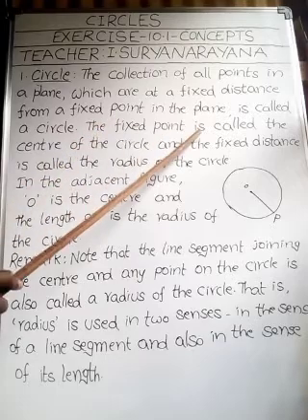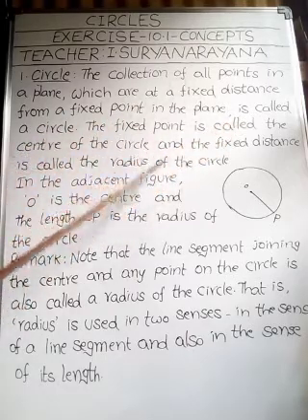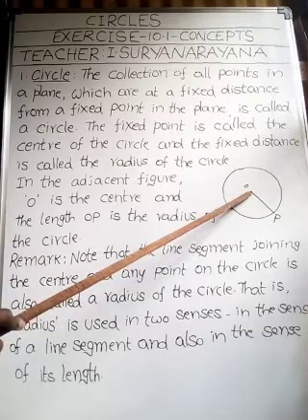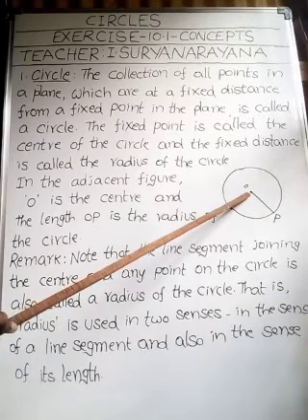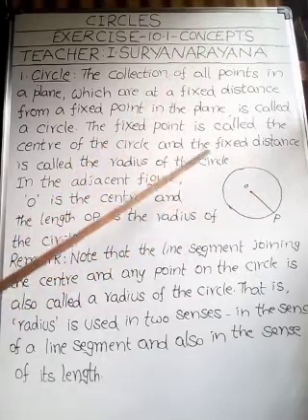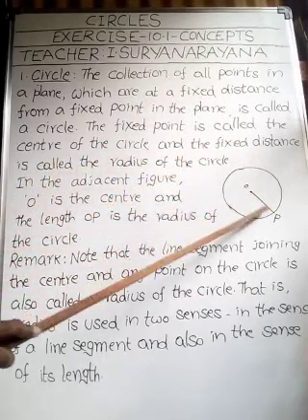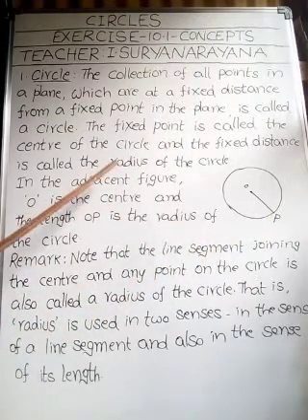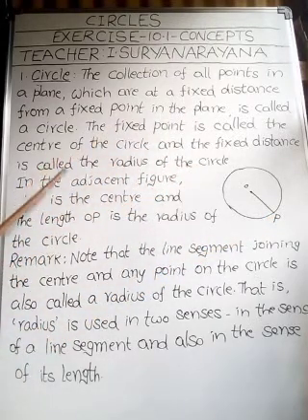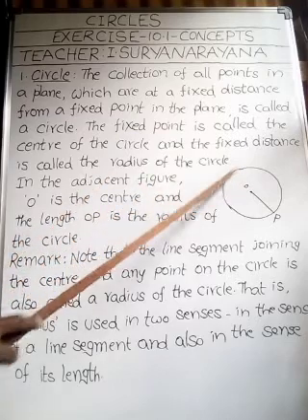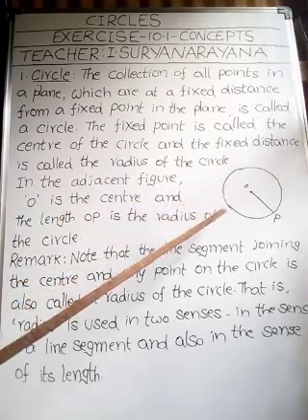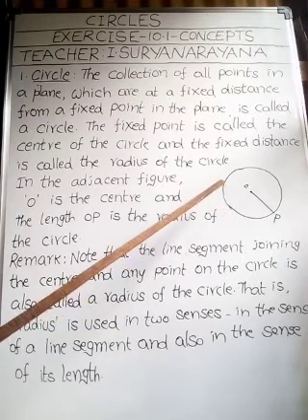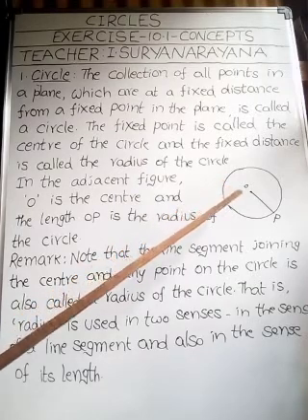The fixed point is called the center of the circle. For example, in this figure, O is called the center of the circle. This is a fixed point in the plane. And for the fixed distance, this OP, let P be any point on this path. So this OP is called the radius of the circle. Okay, my children, understood this concept. What is meant by a circle, what is meant by the center of the circle, and what is meant by a fixed distance in a plane.